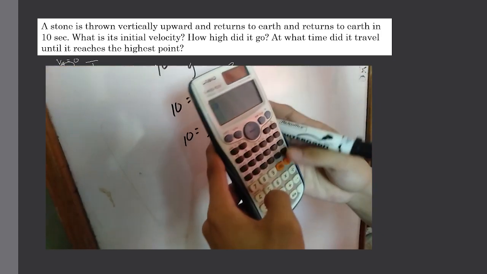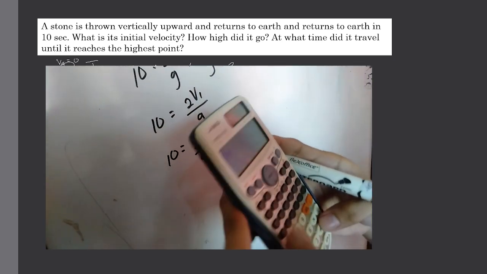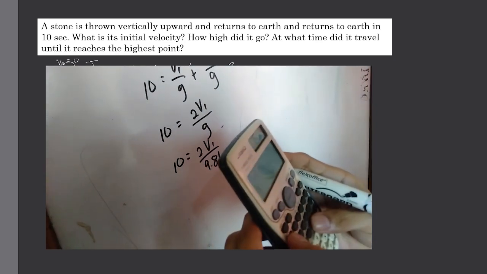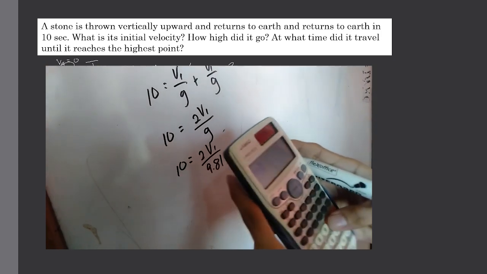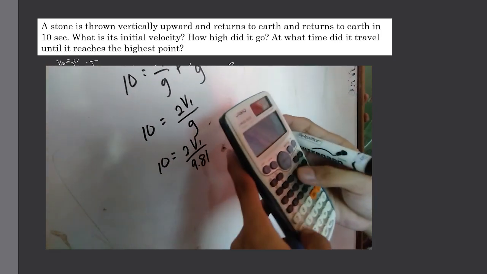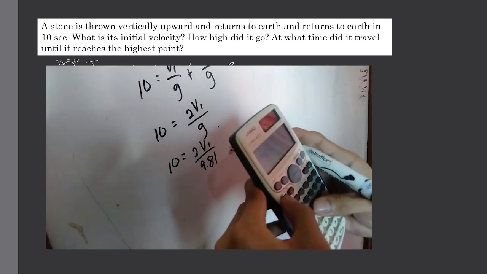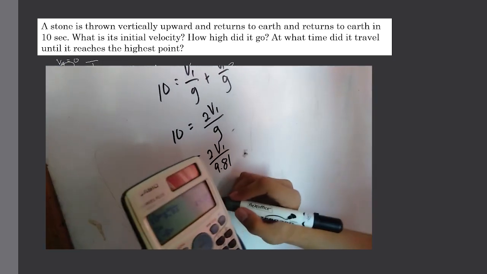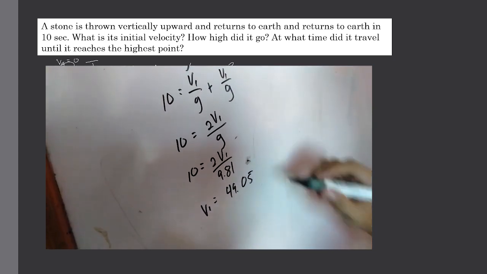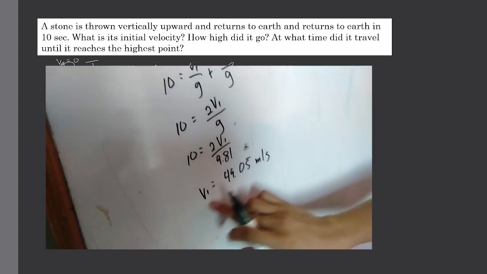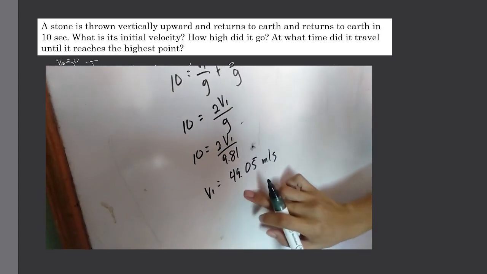So 10 is equal to 2x over 9.81. Shift solve. So V1 is equal to 49.05 meters per second. So this will be its initial velocity.